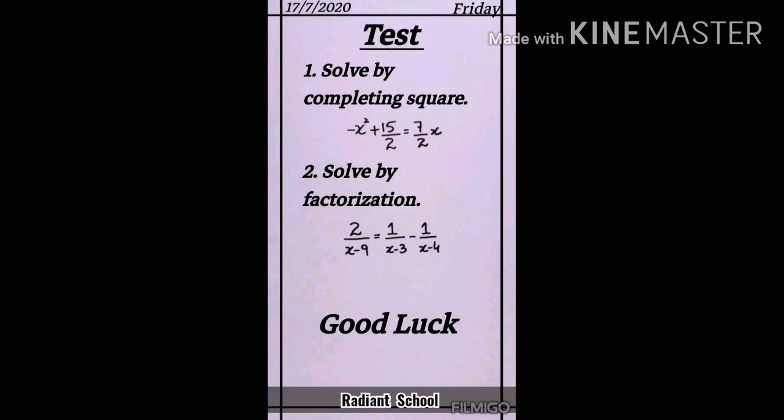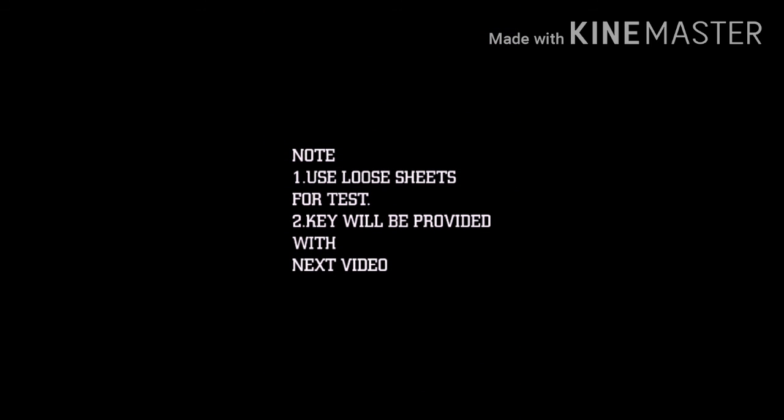This is the test of exercise 1.1. You have to attempt two questions. Question number 1 is solved by the completing square method, and question number 2 is solved by the factorization method. You have to solve this test on your rough register or any loose sheet. Kindly keep the record of this test in any file. The key will be provided with the next video so you can tally your answers.